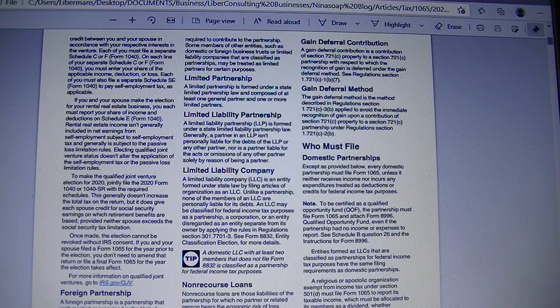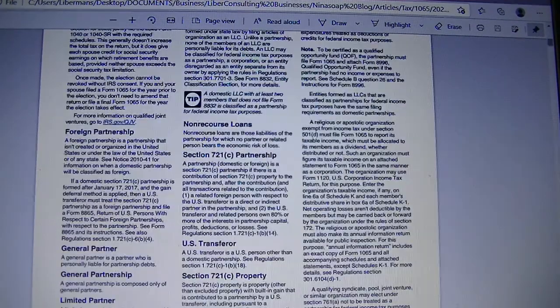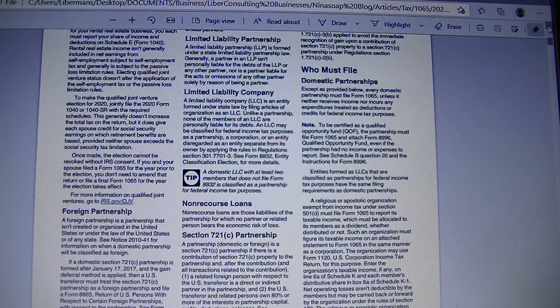On page 3, who must file 1065? You can read about it to see, depending on the business that you have, what applies. And while we are here, we can talk about limited partners. A limited partner is a partner in a partnership formed under a state partnership law. You can read about limited partners and general partners because the issue will come up again.